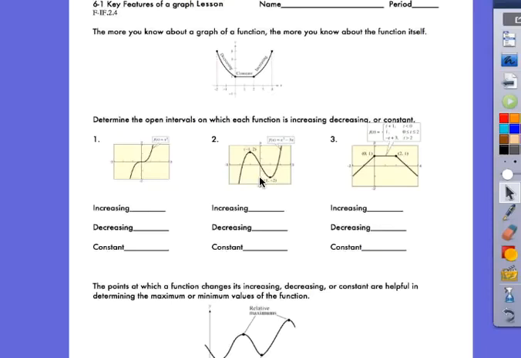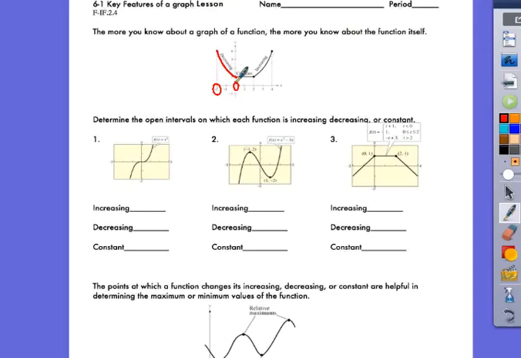Today's lesson has us looking at different graphs of functions. And so let's look at this beginning part. It says the more you know about a graph of a function, the more you know about the function itself. As you look at this function here, you can see that it is decreasing from here to here. And if you observe the x values there, that is decreasing at the x value from -2 to right here, which is 0. Okay, so from -2 on the x-axis to 0, that's where the function is decreasing.